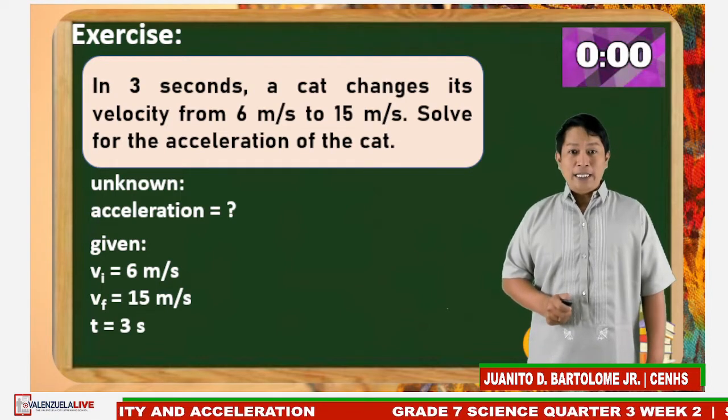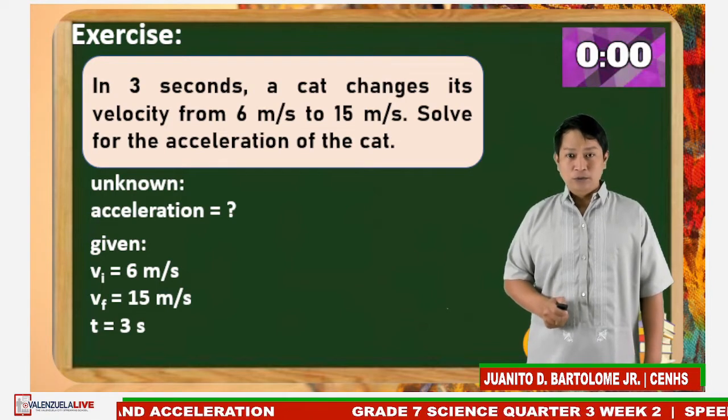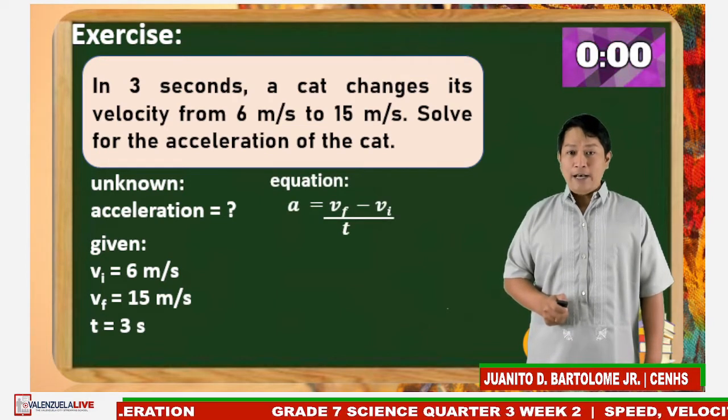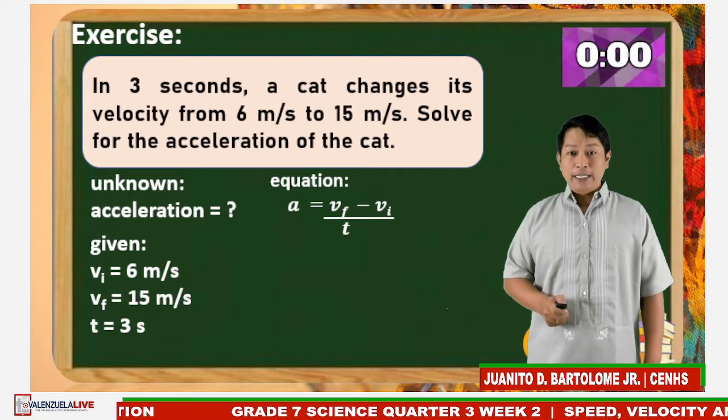Third, we need to identify the equation to solve for the unknown. The equation that we will use is a = (vf − vi) / t.